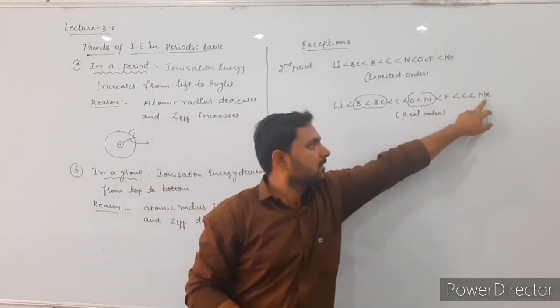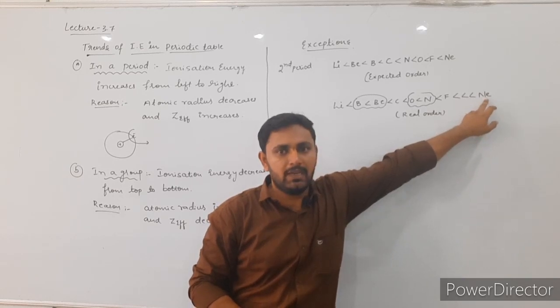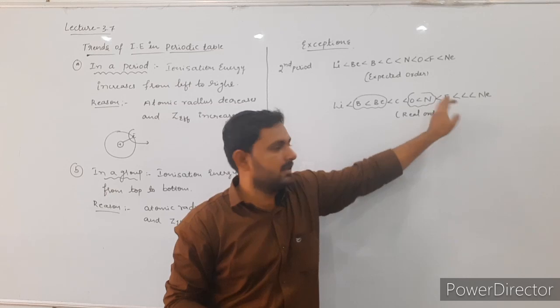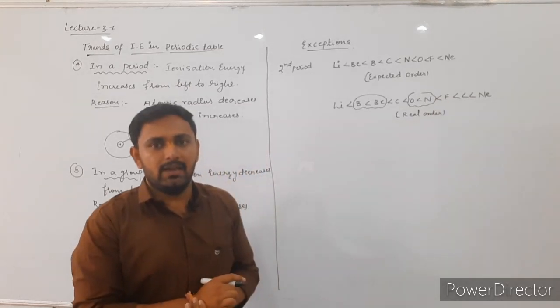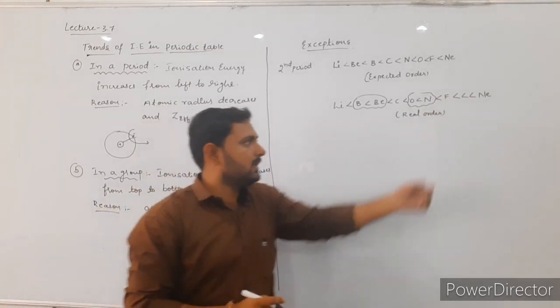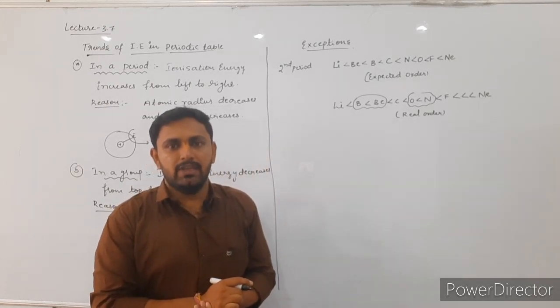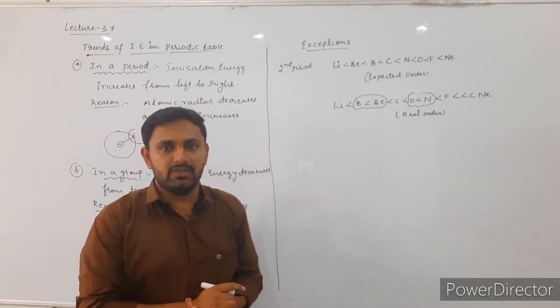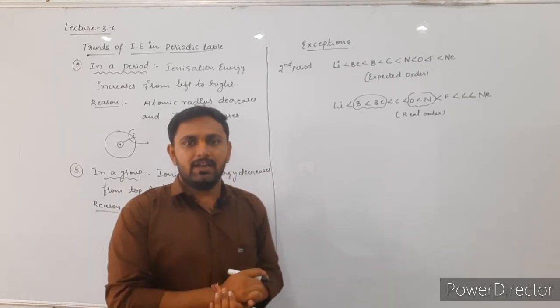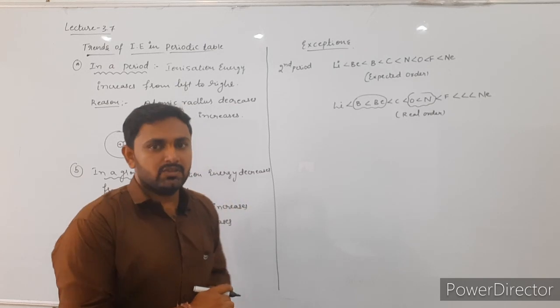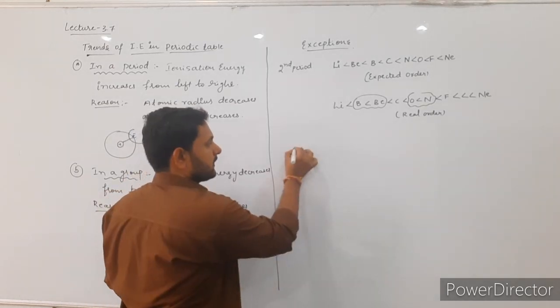Next, the ionization energy of the noble gas element neon is greater than the ionization energy of fluorine. Why do noble gas elements have more ionization energy? Because they have a stable electronic configuration. Ionization energy is directly proportional to stability. As stability increases, ionization energy increases.